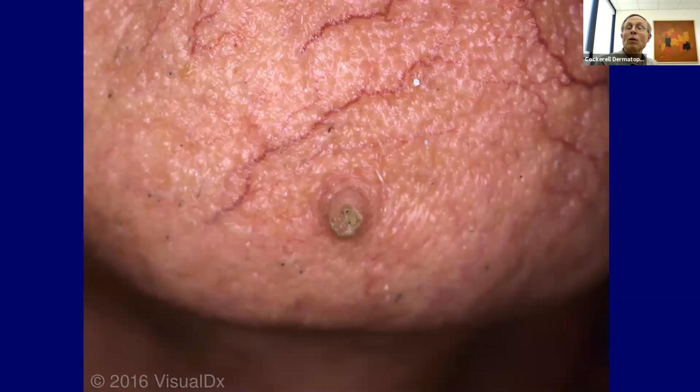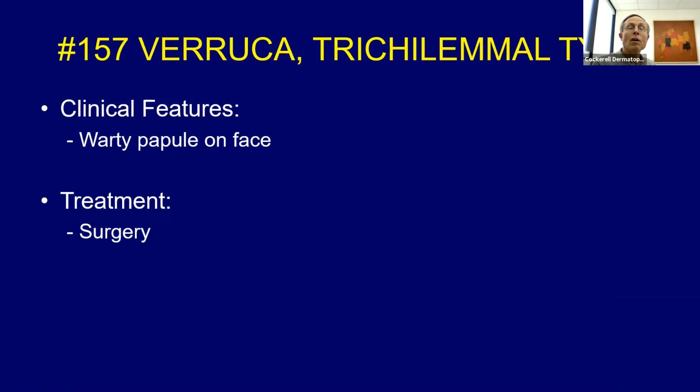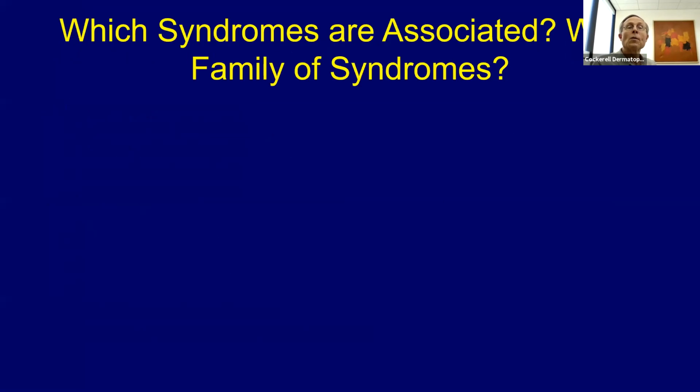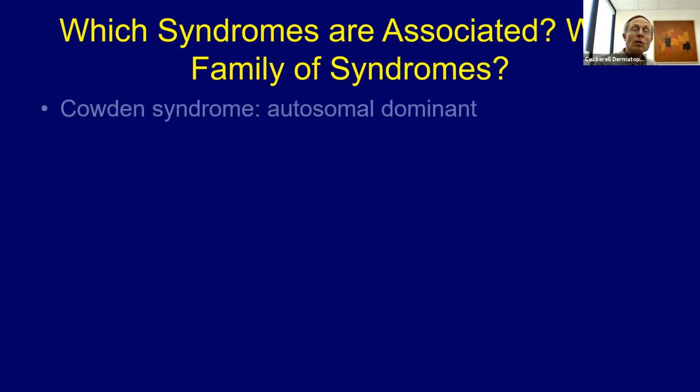And what disease are we looking at here that's associated with this? Should be kind of reviewed for you now also. Cowden's. We talked about this a couple of weeks ago also. So which syndromes are in this sort of setting? Okay, well, Cowden syndrome, autosomal dominant.